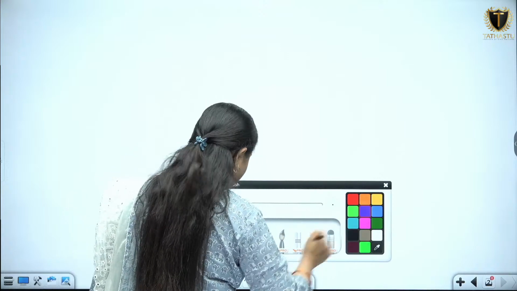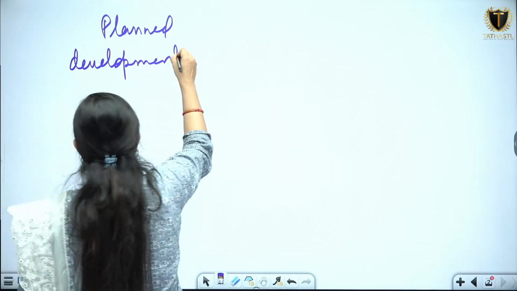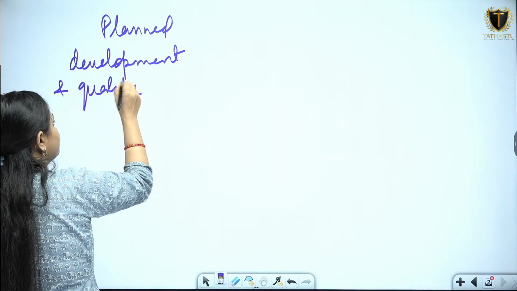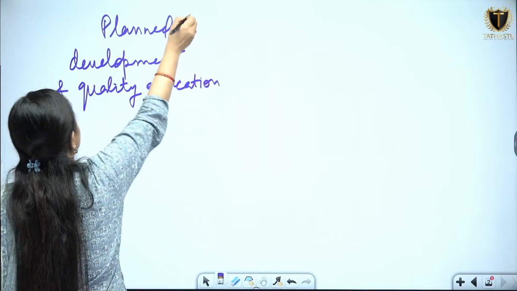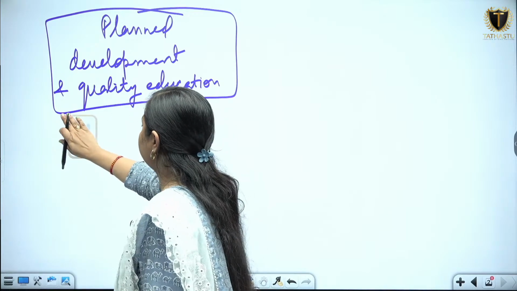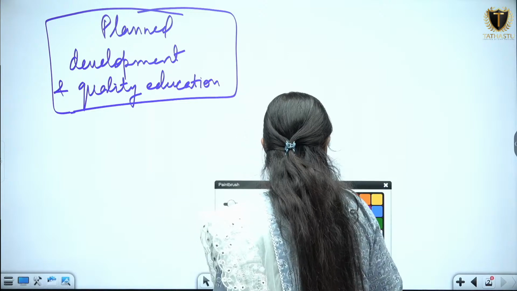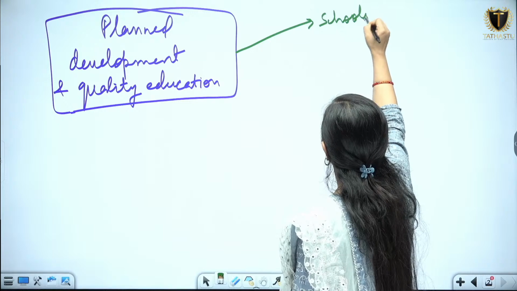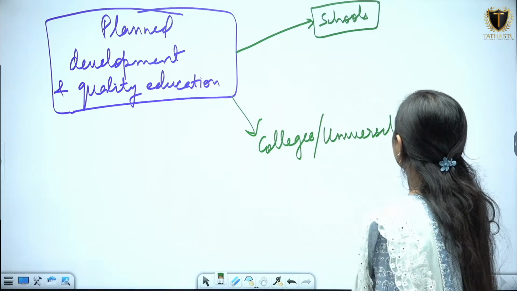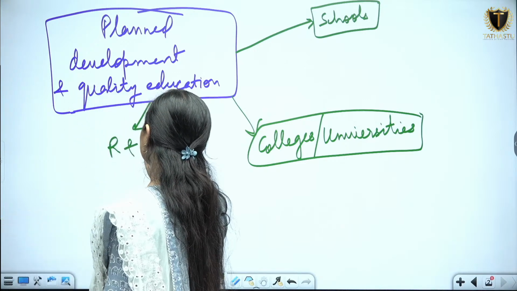Let me just write this. Planned development and quality education. Okay, planned development and quality education is this one. Now under this we have various other subtopics, you can say, under which we are actually planning things. Like we have the schemes related to schools, we have schemes related to colleges or universities. Apart from that, we have the programs related to the research and development.